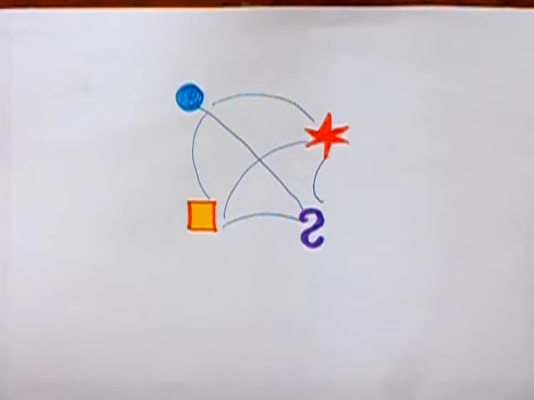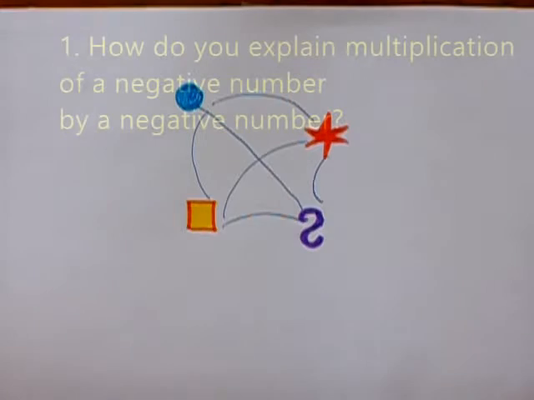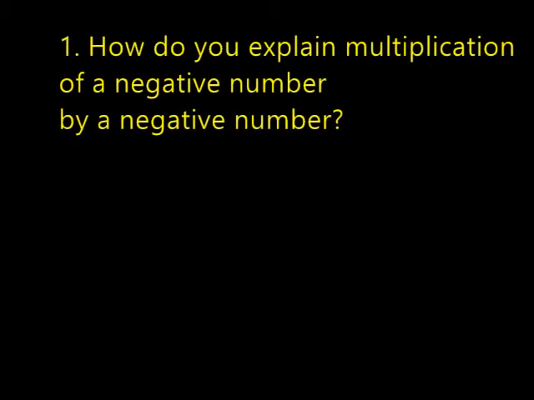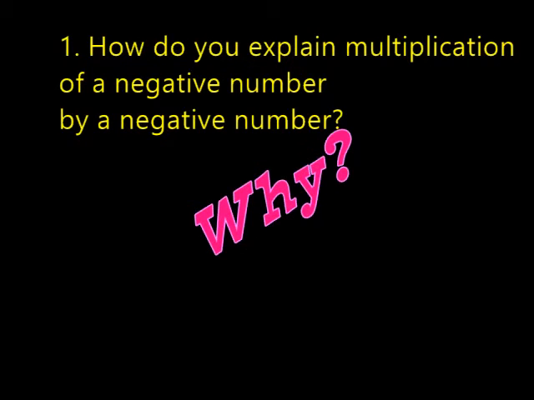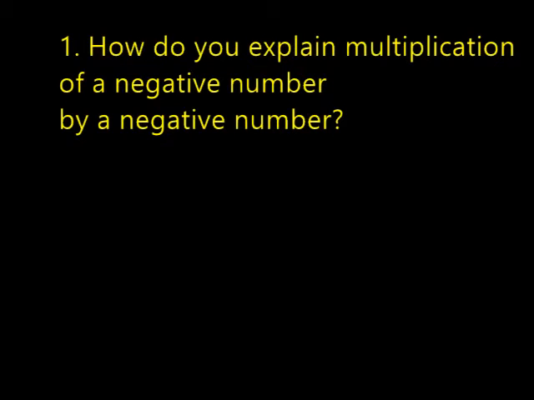Now I leave you with 2 questions for investigation. How do you explain multiplication of a negative number by a negative number? You may say, the result is positive, I learned this in school. But to explain means to give a reason why. Can you explain why negative times negative must give positive?